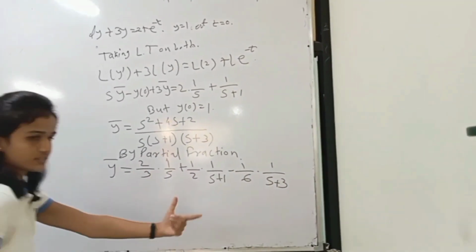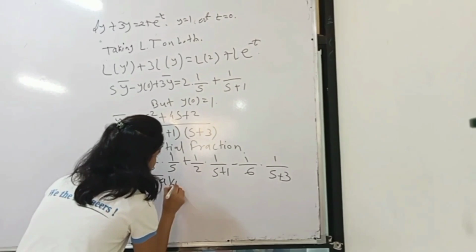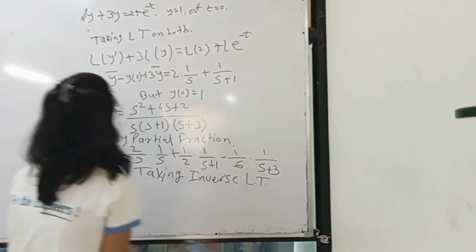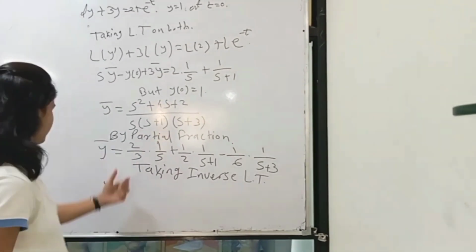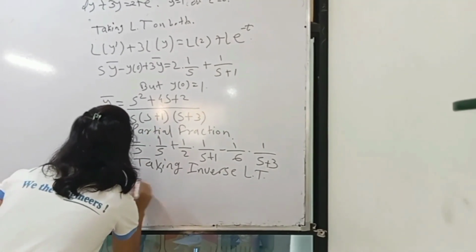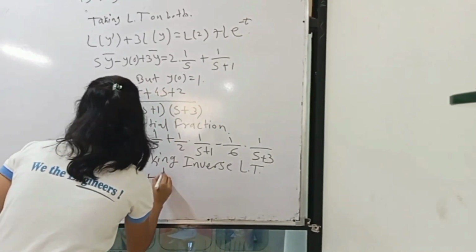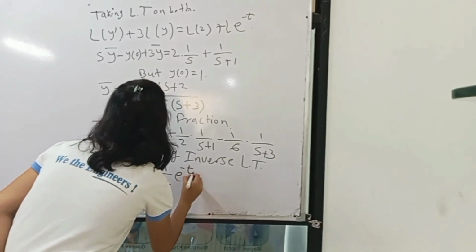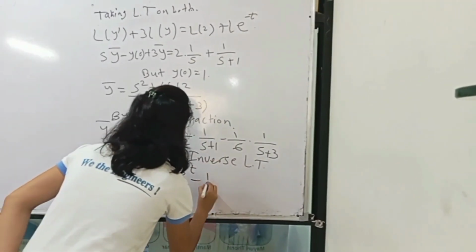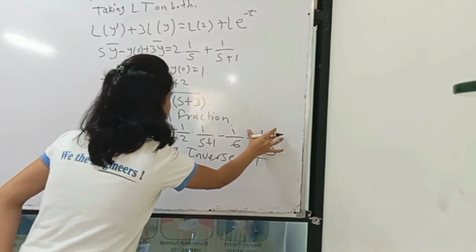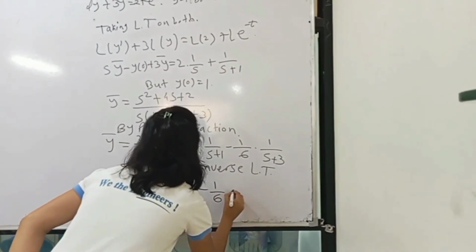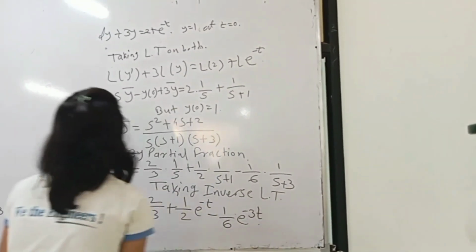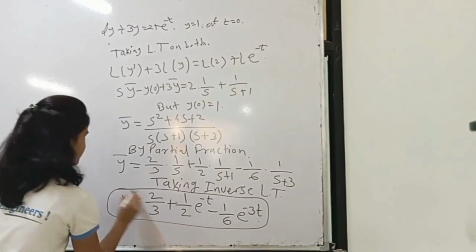So we can take the inverse Laplace. Taking inverse Laplace, y is equal to 2 upon 3 plus 1 divided by 2 inverse Laplace of this term, e raised to minus t, minus 1 upon 6 into inverse Laplace of this term, e raised to minus 3t. So this is our final answer.